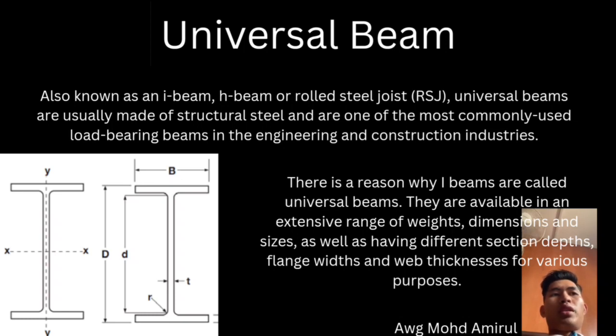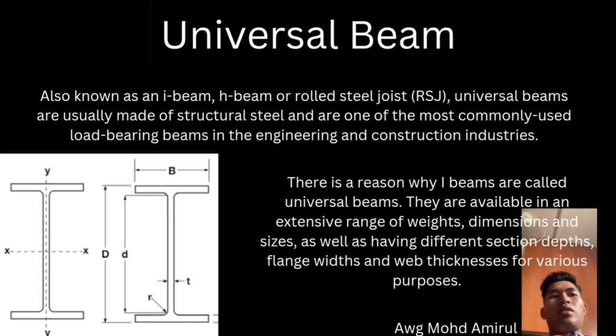Today I want to present about the universal beam. What is a universal beam? A universal beam, as we know, is an I-beam, H-beam or rolled steel joist, RSJ. Universal beams are usually made of structural steel and are one of the most commonly used load-bearing beams in the engineering and construction industry.